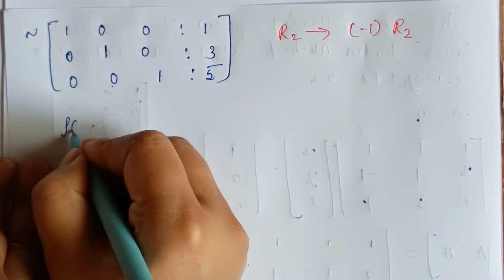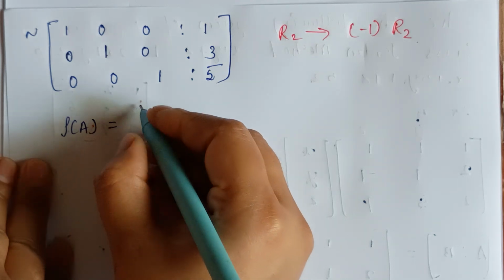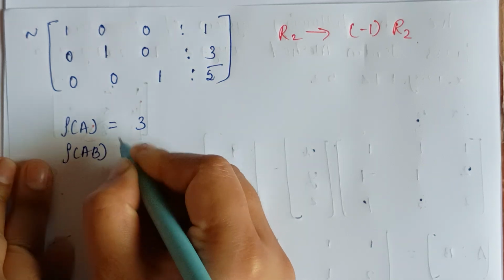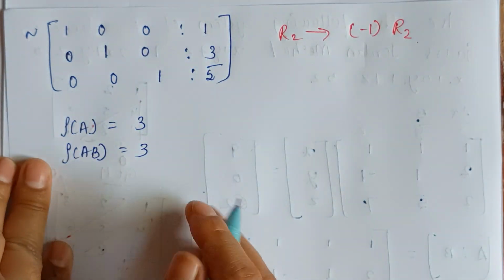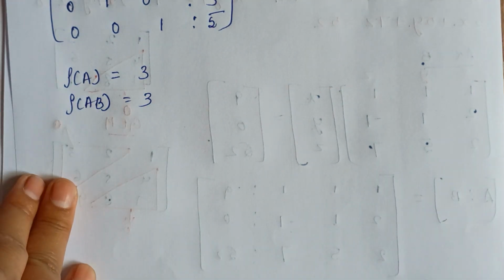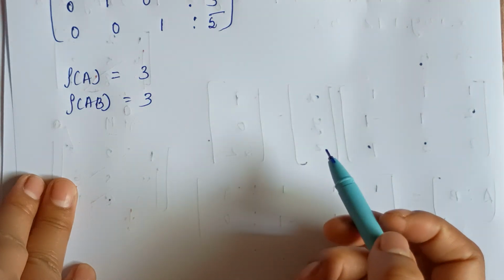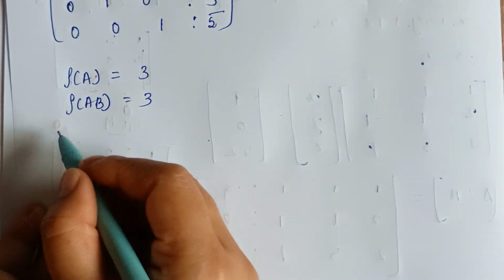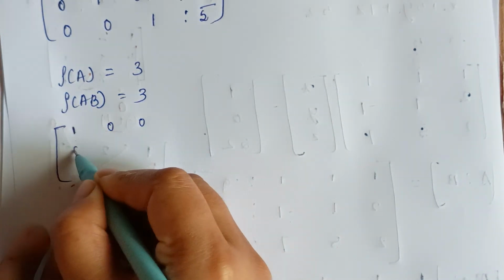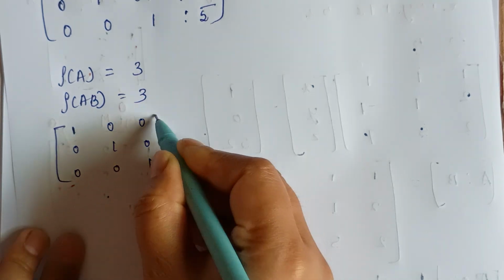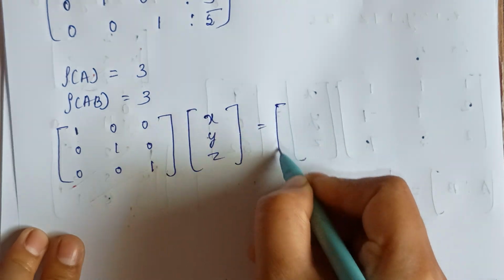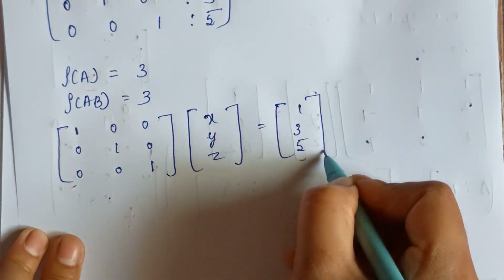So if we see, rank of matrix A is 3, and rank of matrix AB is also 3, right? Now we can find the value of x, y, and z. So using this, I can write this as 1 0 0, 0 1 0, 0 0 1. Then x y z equals to 1 3 and 5, right?